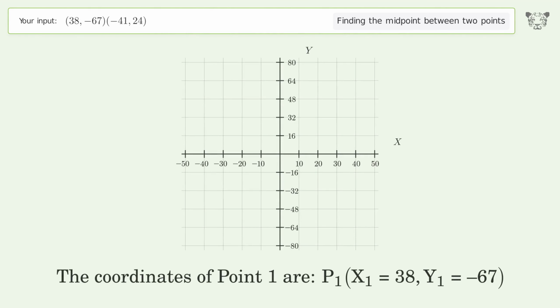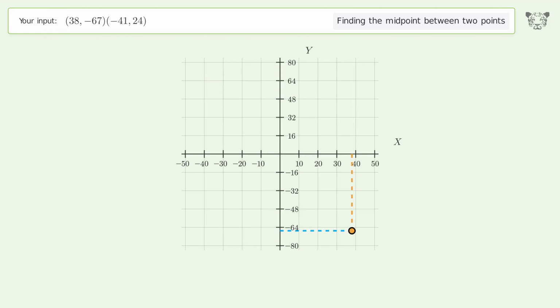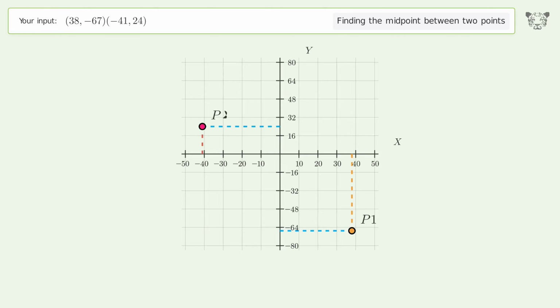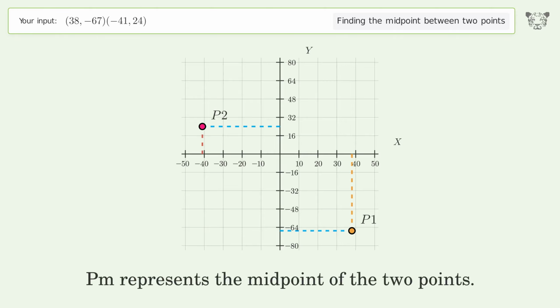The coordinates of point 1 are x1 equals 38, y1 equals -67. The coordinates of point 2 are x2 equals -41, y2 equals 24. PM represents the midpoint of the 2 points.